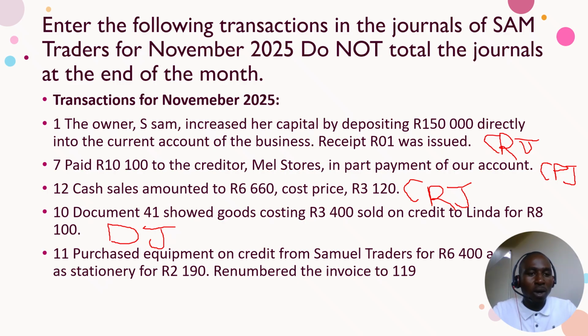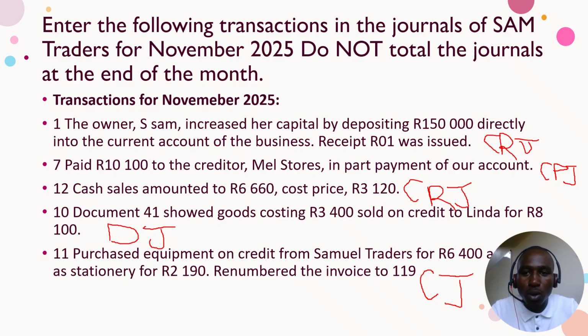Now let's go to transaction number 5. We've purchased equipment on credit from Samuel Traders for 6,400 and stationery for 2,190. The document number was 119. We know that when we purchase on credit, we record on the creditors journal because our suppliers become our creditors. We owe them their money. We have to pay back the money that we owe to them. So we record on the creditors journal.